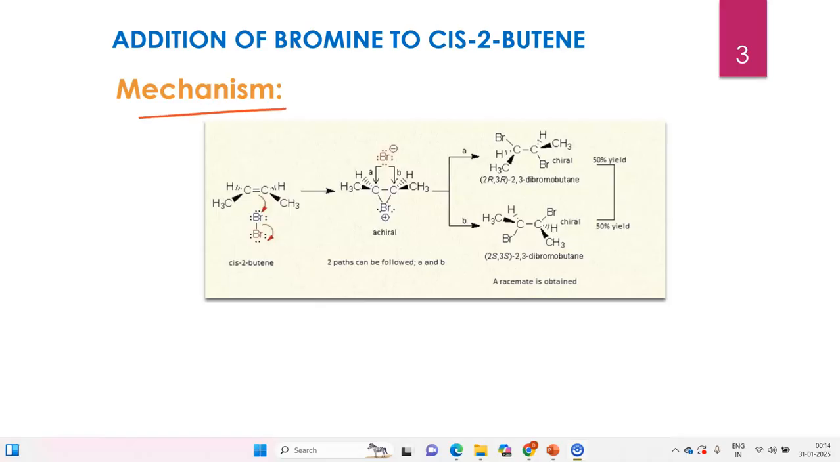This reaction takes place in two steps. First, bromine is added and we get a cyclic bromonium cation. Now, the bromide ion will attack in two ways, path A and path B. In path A, you get one isomer, and in path B, you get the second isomer. Overall, you get 50-50, that is, a racemate will be obtained.